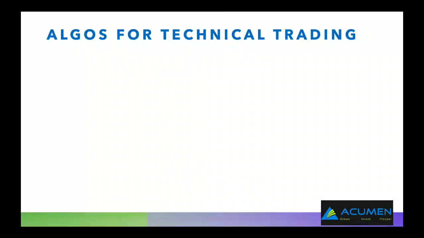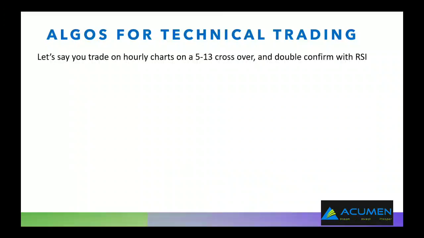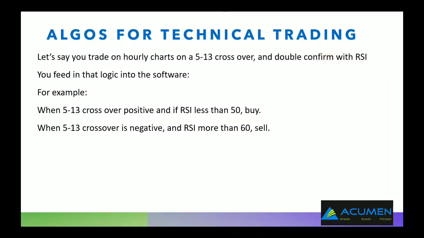How can we use algo for technical trading? So let's say you trade on the hourly charts and you enter when there is a positive 5-13 crossover and the RSI, so you have a double confirmation. What you would do is feed that logic to the software. For example, you could say that when there is a positive 5-13 crossover and if the RSI is less than 50, buy. Similarly, when the 5-13 crossover becomes negative and the RSI is more than 60, sell. This would be the logic, for example, that you put in the software.